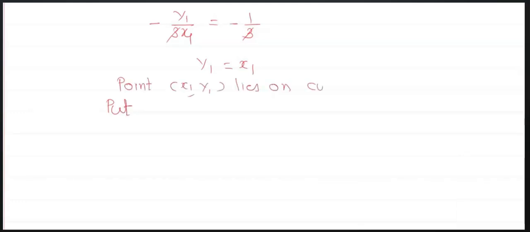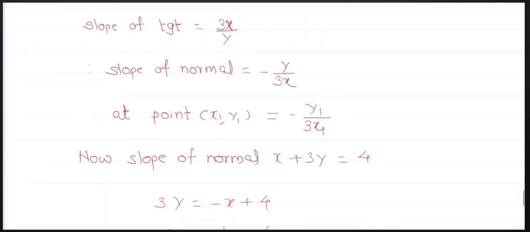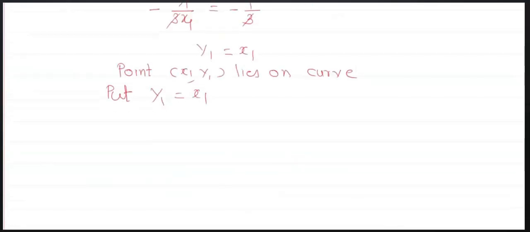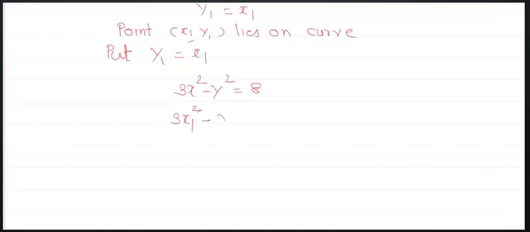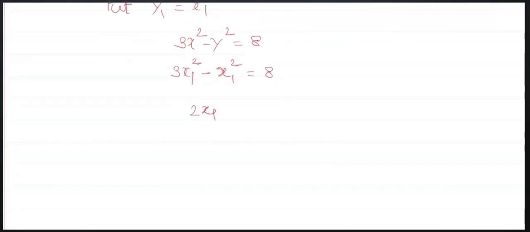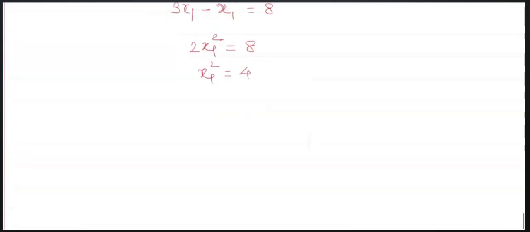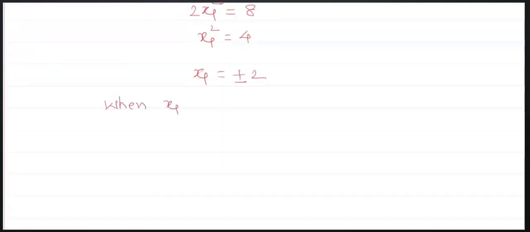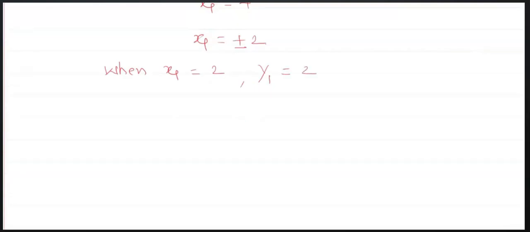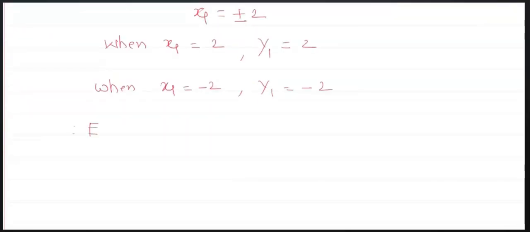The point (x1, y1) lies on the curve, and that's why it satisfies the equation of the curve. That is y = x, substituting. Then convert this equation into one variable, then you will get the values of the point. I'll show it again. x = 2 and y = 2, and when x = -2, y = -2. And that's why the points are (2, 2) and (-2, -2).